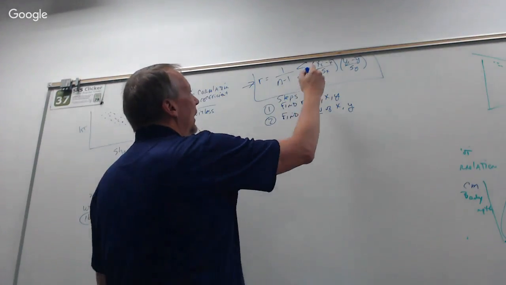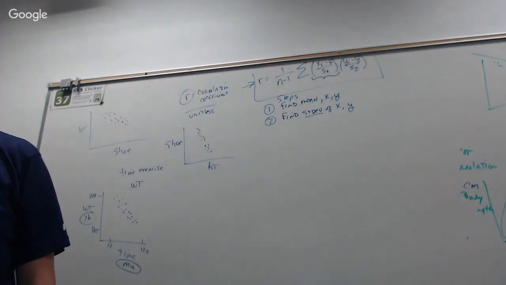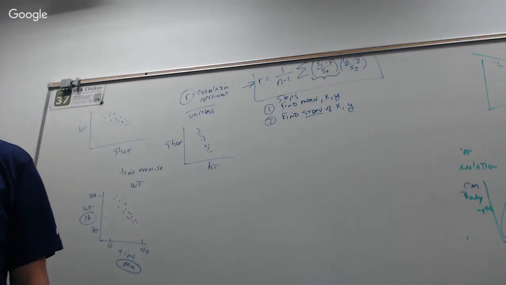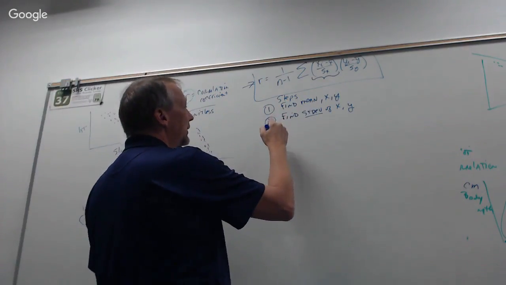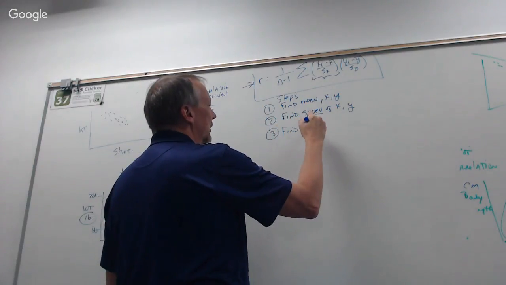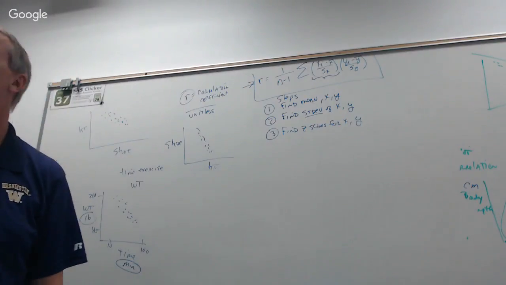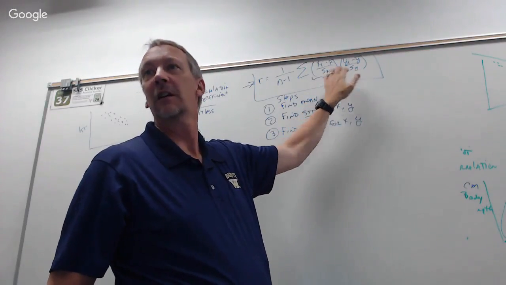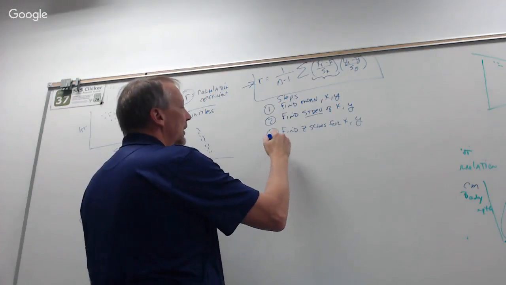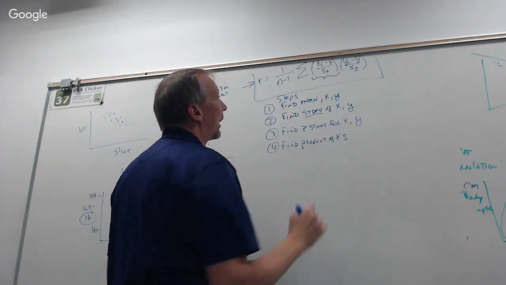Okay? Now, let me ask you a question. Does that look like any formulas you've seen before, what I just underlined? Yeah, the z-score. The z-score. Okay? That's exactly what it is. Find the z-scores for x and y. Okay? What are we doing with our z-scores? We're going to multiply them. Find the product of your z's. Okay?